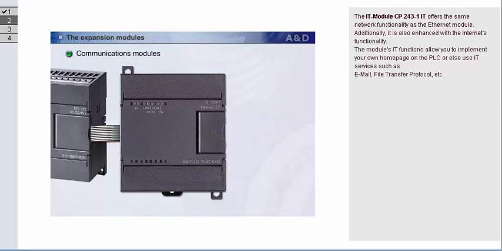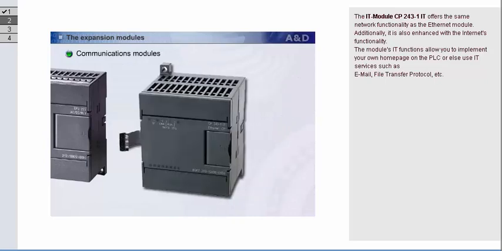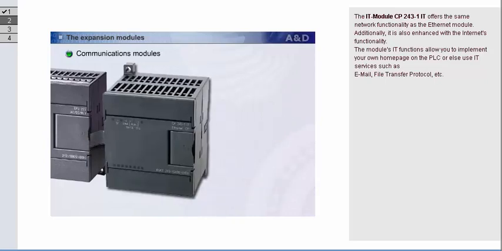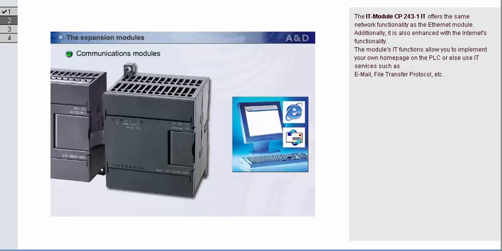The IT module CP243-1 IT offers the same network functionality as the Ethernet module. Additionally, it is also enhanced with the Internet's functionality. The module's IT functions allow you to implement your own homepage on the PLC or else use IT services such as email, file transfer protocol, etc.